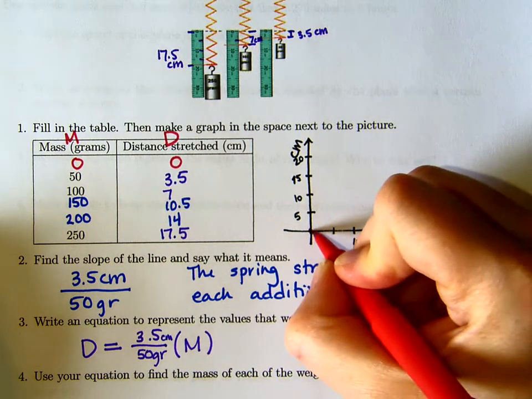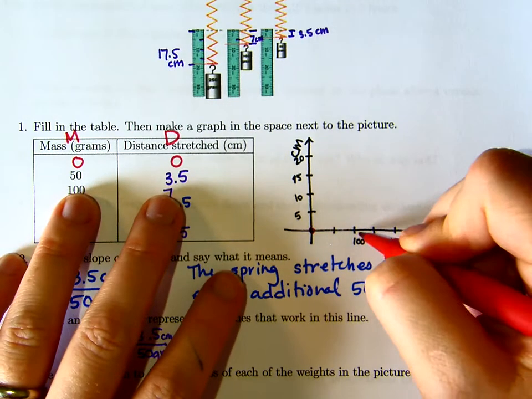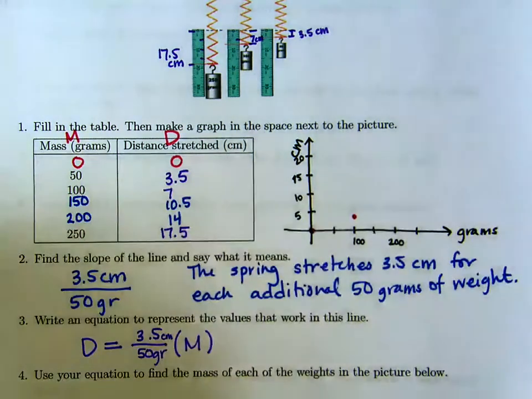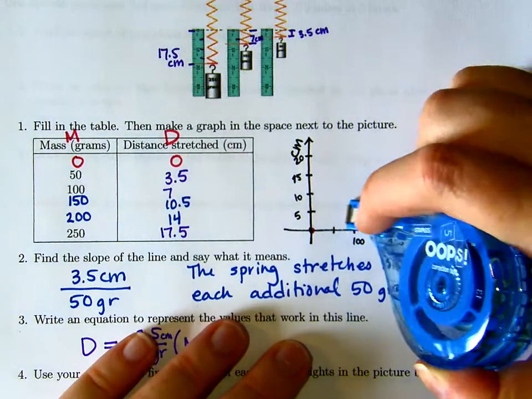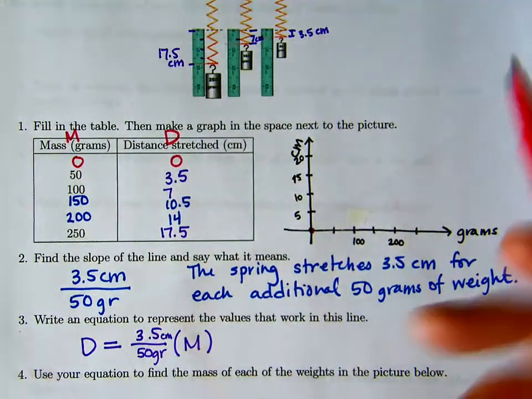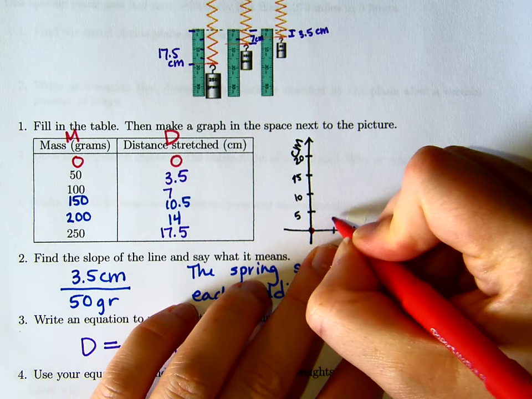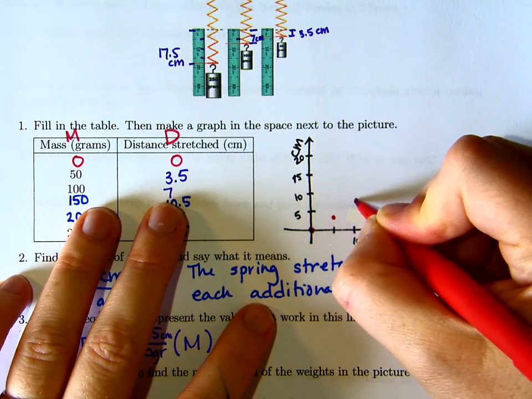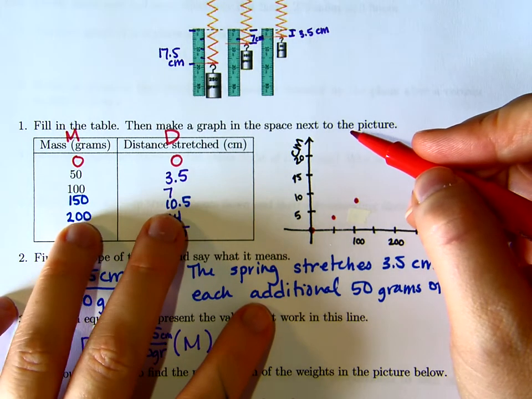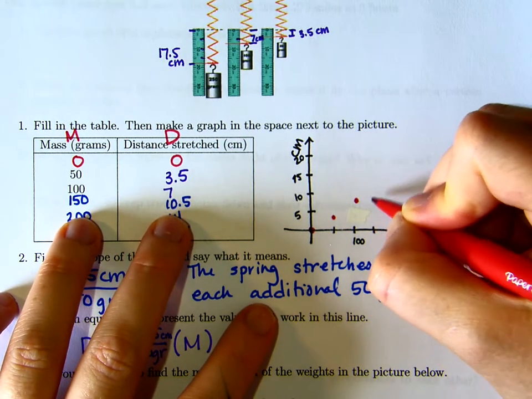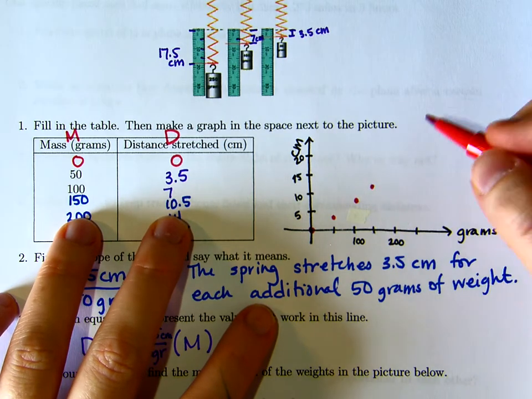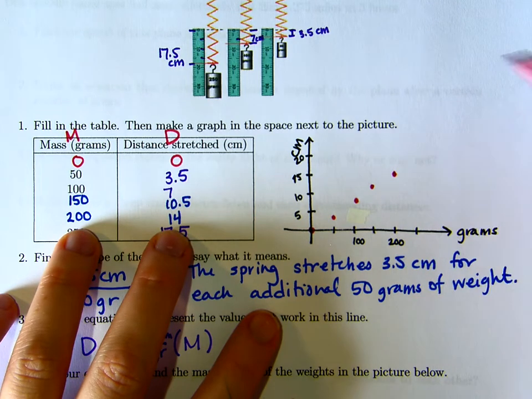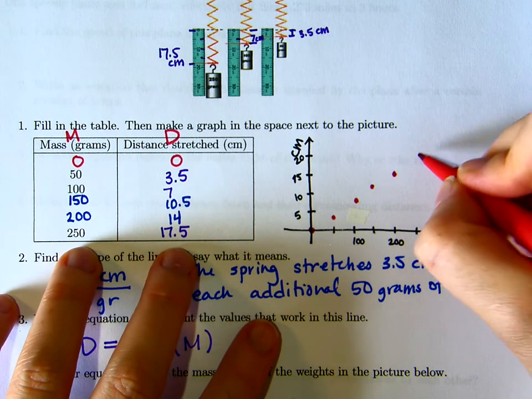Zero, 0 grams, 0 stretch. 50 grams, 3.5 stretch. That is the wrong, that is at 100 grams. Whoops. Oopsie daisies. 50 grams, 3.5 stretch. 100 grams, 7 stretch. 150, 10.5. Got it. 200, 14. 250, 17.5.